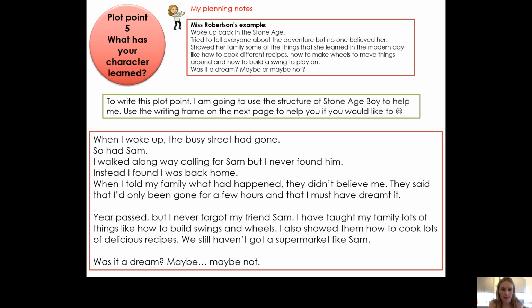Brilliant. How did you get on? So, final plot point. And again, I've done the same. I've done an example to help you, then a writing frame on the next page to help you. So I'll read my example.